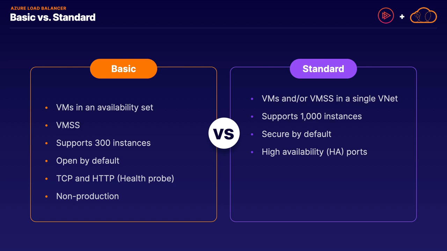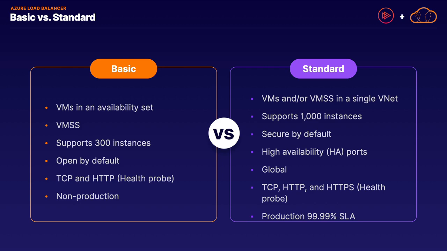And with standard load balancer, we also have support for not just regional, but global Azure load balancing deployments. And our health probe can use TCP, HTTP, and HTTPS as well. And again, this is commonly used for our production workloads where we have our SLAs that we have to meet. And in this case, it provides a 99.99% SLA of uptime.